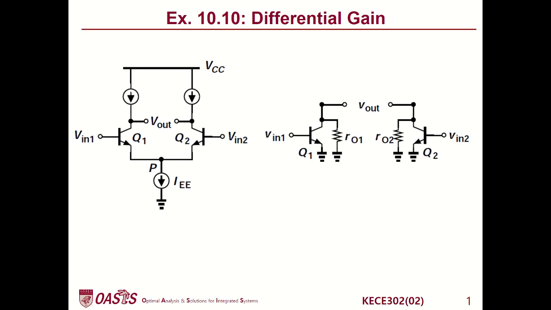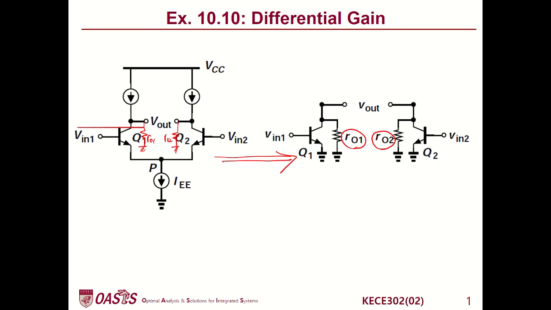In this example, we want to find out the differential gain. Just look at the circuit on the left-hand side. We have two ideal current sources where their output impedance is infinite. So we only consider output impedance of Q1 and Q2, which is RO1 and RO2. That's the reason you can convert it into a simpler model, which has RO1 and RO2, like that one.